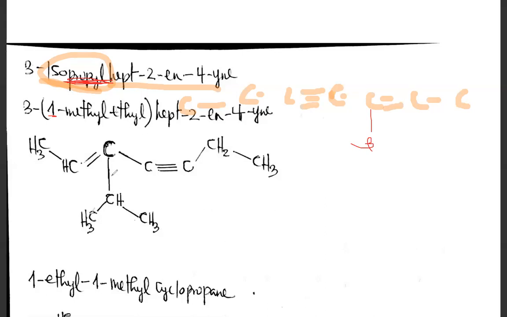This carbon here is bonded to this one. This is our carbon number 1, and we can go either in this direction or in this direction. So this is carbon number 1, and this is going to be carbon number 2. So this is our chain principal. We're calling this ethane.